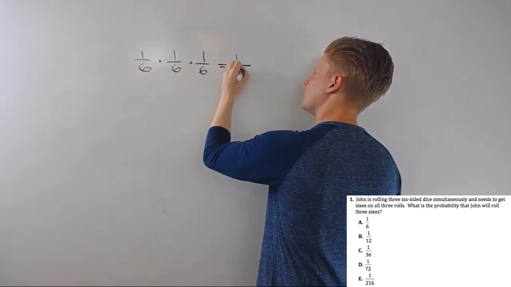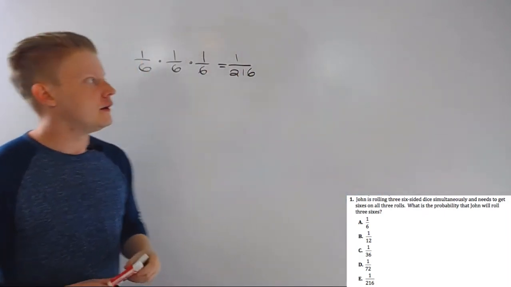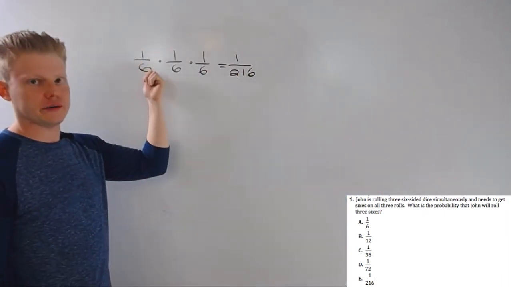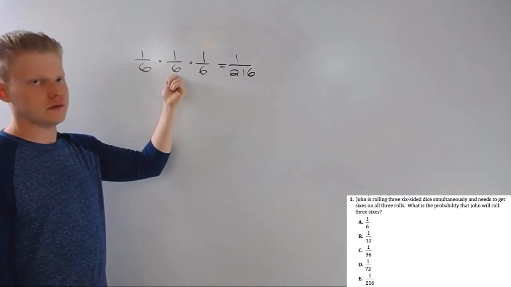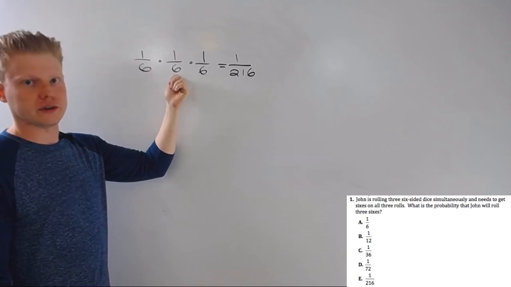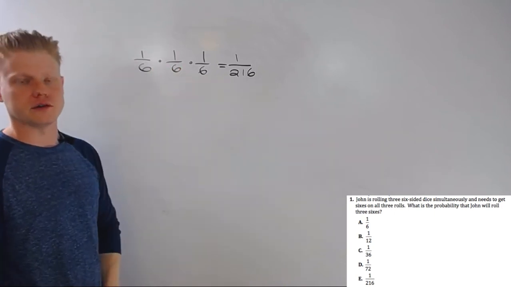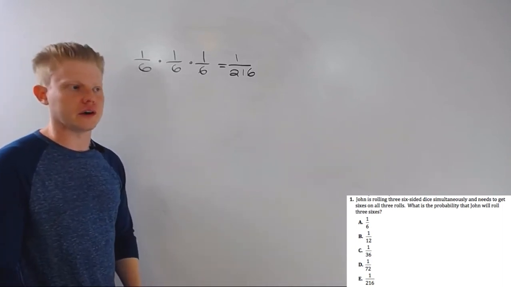1 over 216. Why? Well, he's got a 1 in 6 shot of rolling one 6. He's got a 1 in 6 times 6, 36 shot of rolling 2 6s. And it turns into 216. It's just very unlikely.